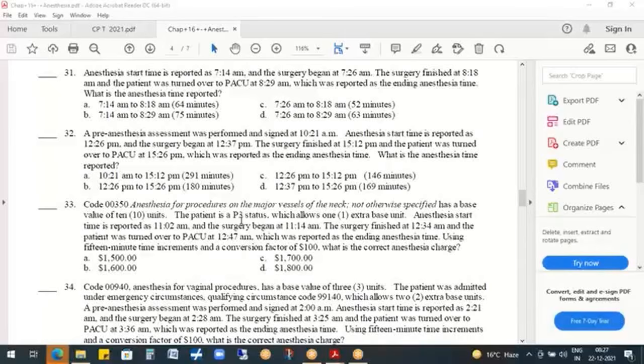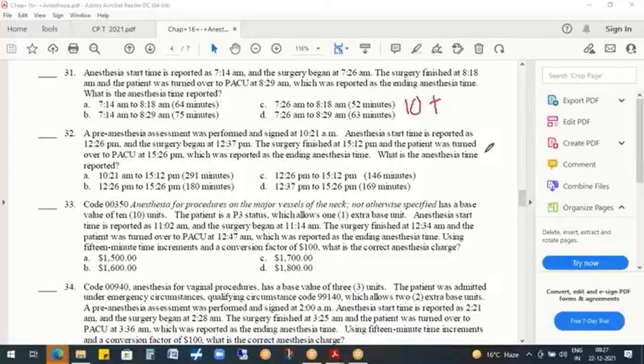Now, base they will give in the question. Can you read the question and tell me how many units they have given in the base? Base value, how much they have given? 10 units. In the place of base, you can put 10 units. Plus time. Now you can see here. What is the start time here in the given question? 11:02 a.m. What is the end time in the given question? 12:47 a.m. Then how much is the total time?